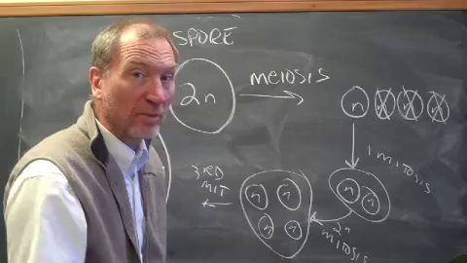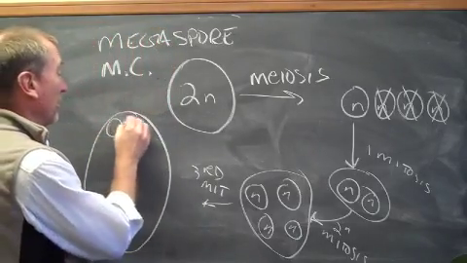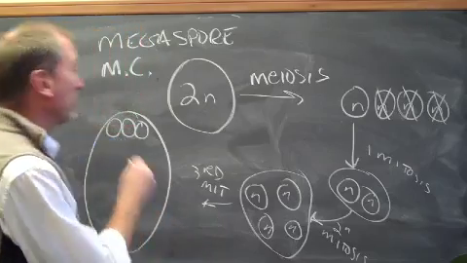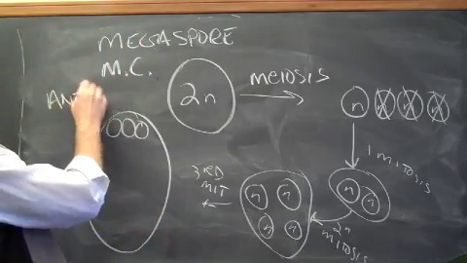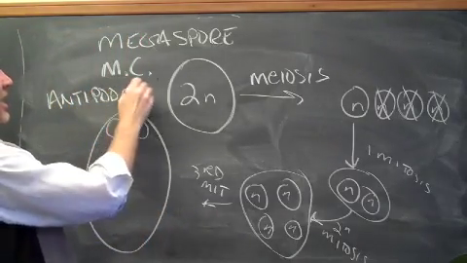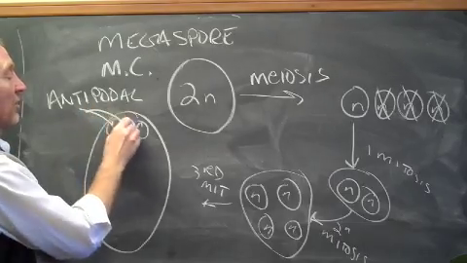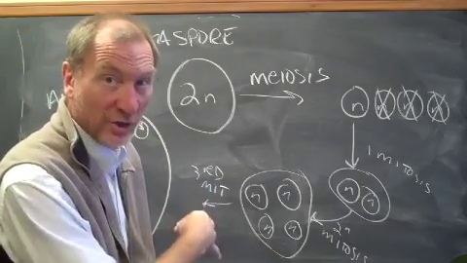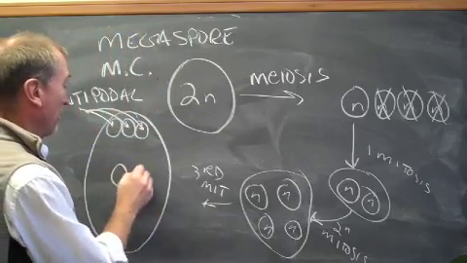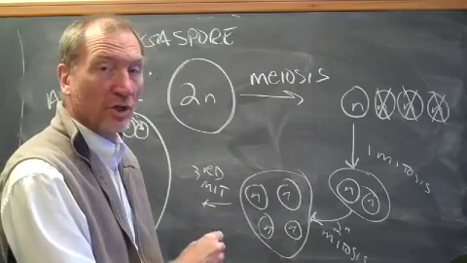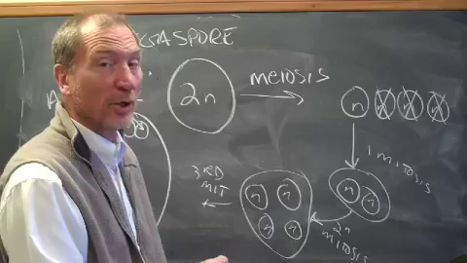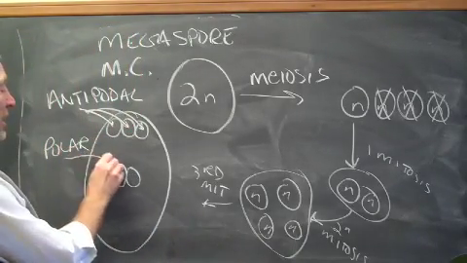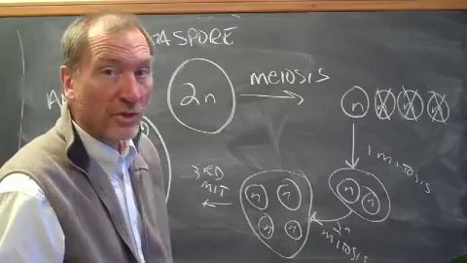And they're arranged in a particular way. 3 cells at the top that are called antipodal cells, A-N-T-I-P-O-D-A-L. These 3 cells, antipodal cells, we won't talk about them anymore, but now you know their name. 2 cells in the middle that are called polar nuclei, that you've probably heard of before, P-O-L-A-R nuclei. And then 3 cells at the bottom.